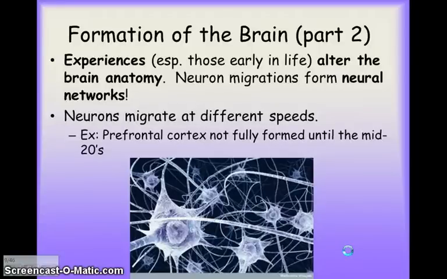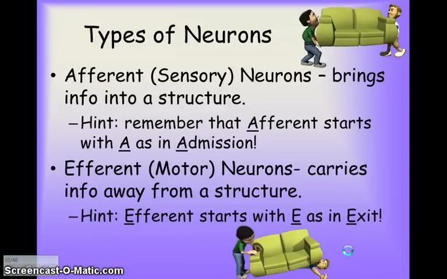Okay, and the other thing to note here on this slide is that neurons do migrate at different speeds. I don't know if you know this or not, but there are certain parts of the brain, for example, the prefrontal cortex, that are not fully formed until you're around 24 years of age. So we think of the brain and the body developing at a pretty good speed, but in reality, it can take many, many years for all of this to become complete.